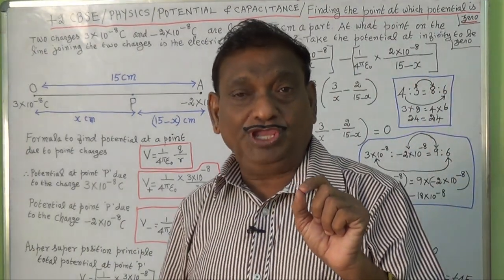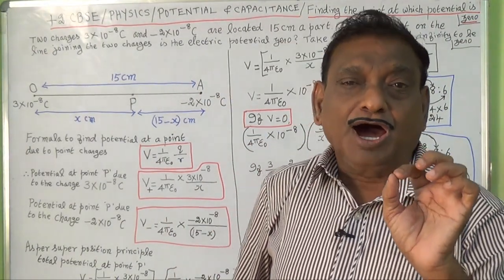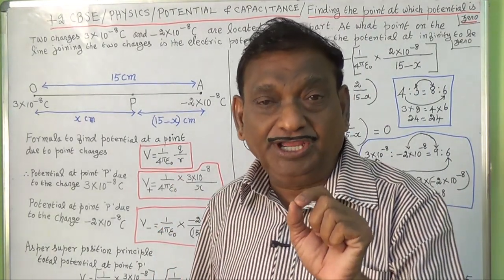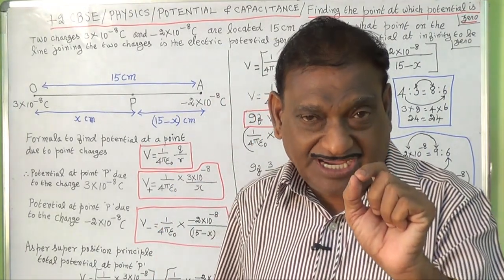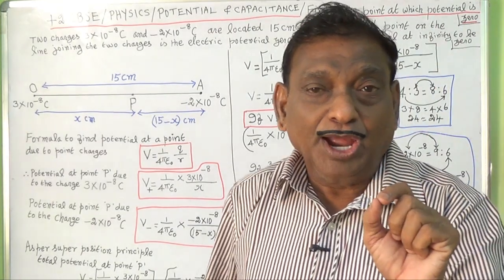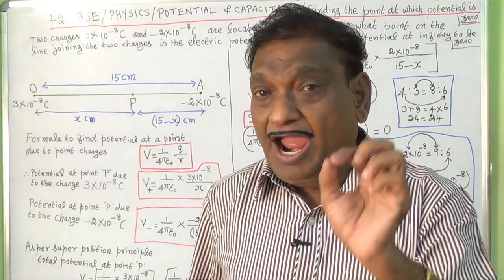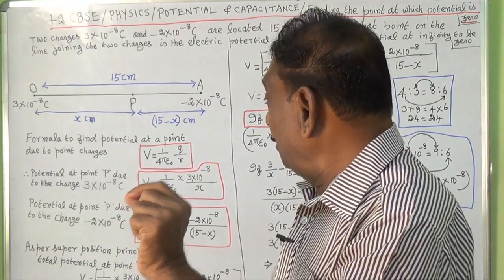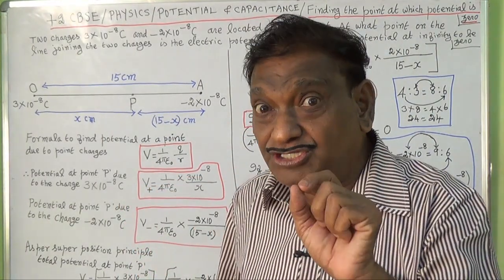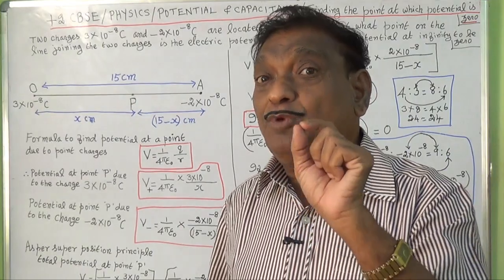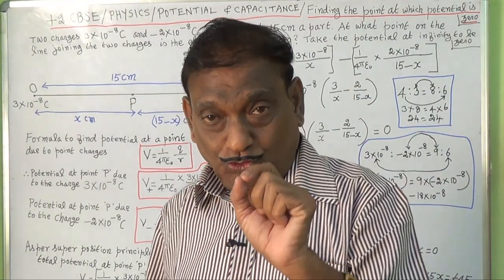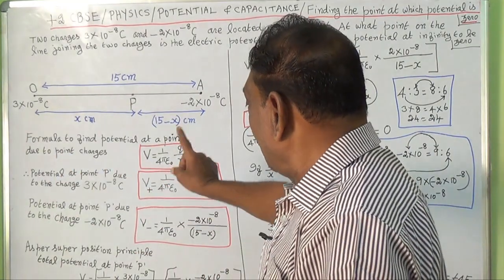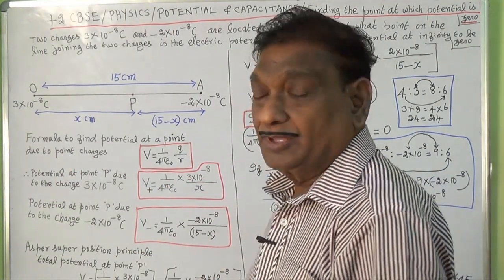Next, we are going to write the formula to find the potential at a point due to the point charges. What is the formula to find the potential at a point due to the point charge? Due to the point charge, the formula is V equal to 1 by 4 pi epsilon naught Q by R.